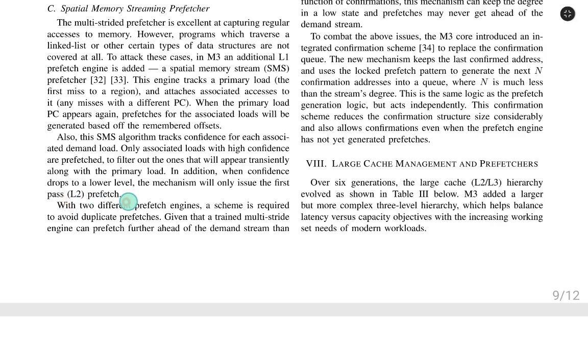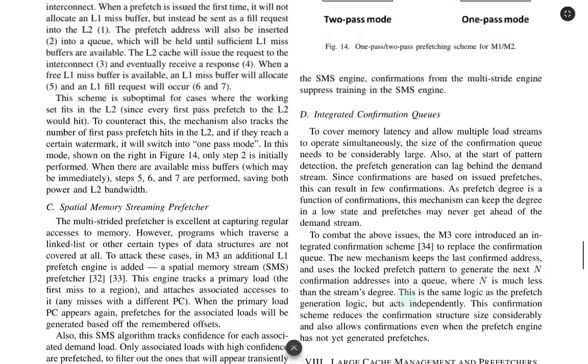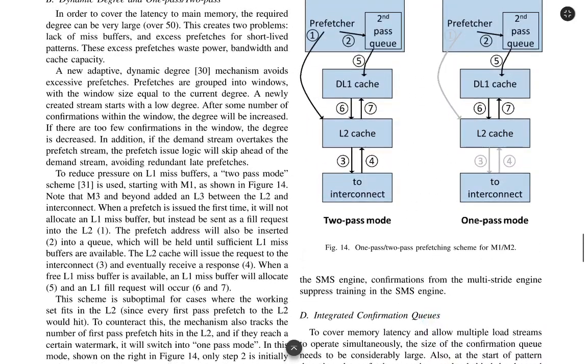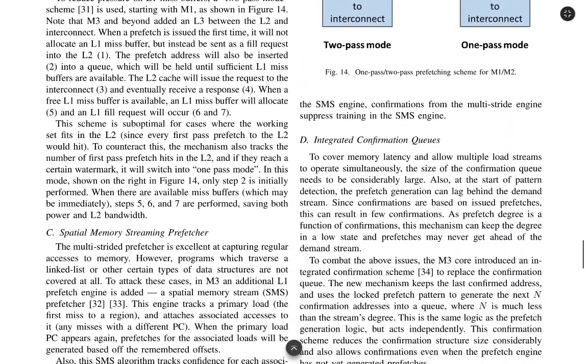With two different prefetch engines, a scheme is required to avoid duplicate prefetches, given that a trained multi-stride engine can prefetch further ahead of the demand stream than the SMS engine. Confirmation from the multi-stride engine suppresses the training in the SMS engine.